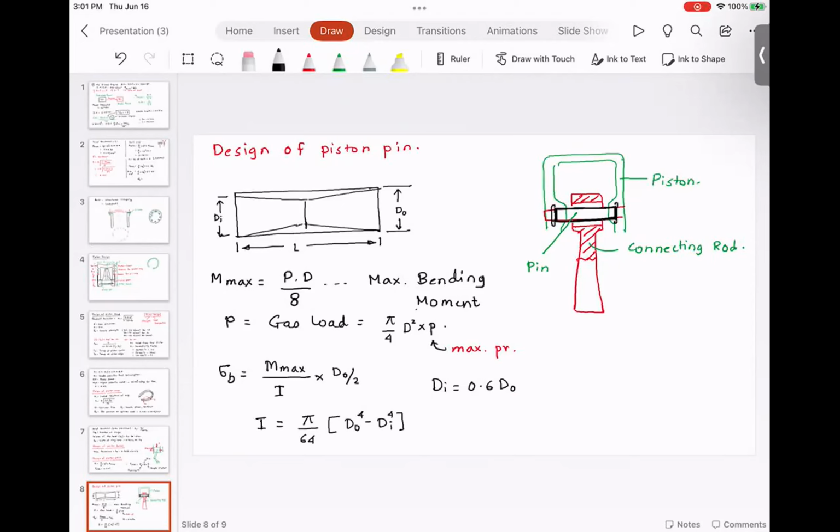Any questions about the piston design? Any questions? Online students, any questions? Yeah. So among the diesel and petrol, piston heads are different. So does the calculation change? Slightly.